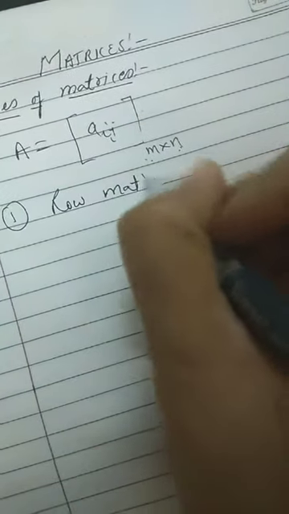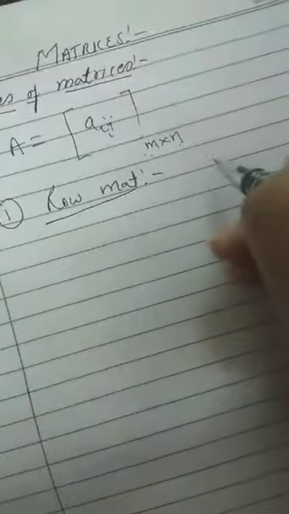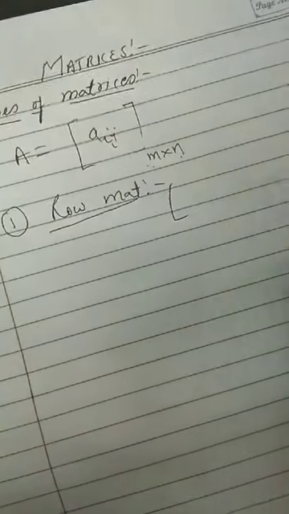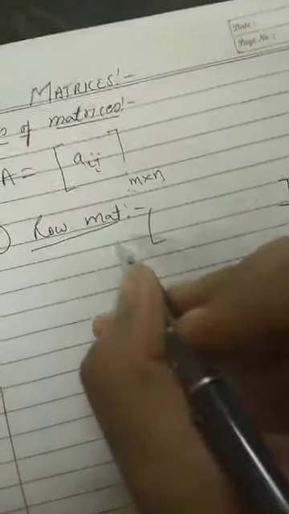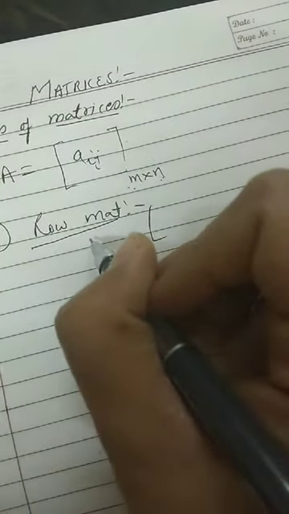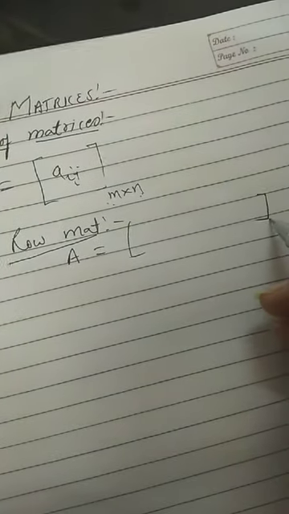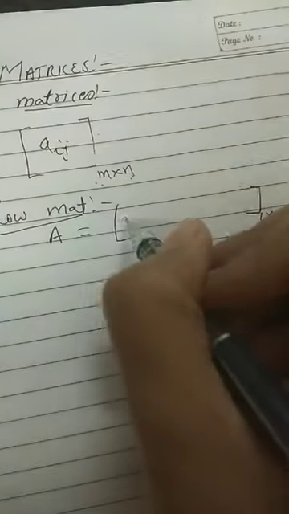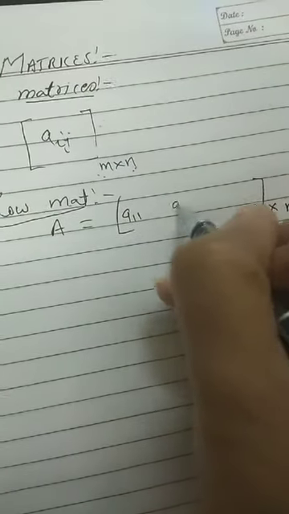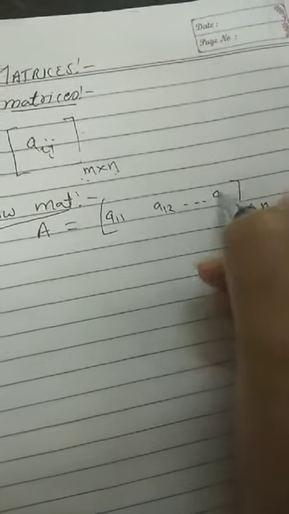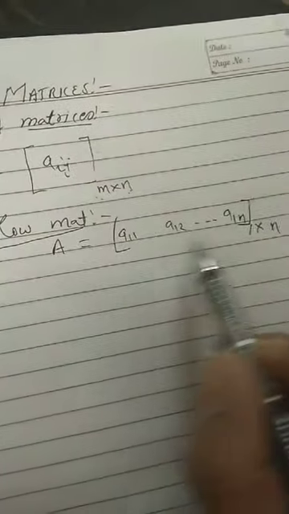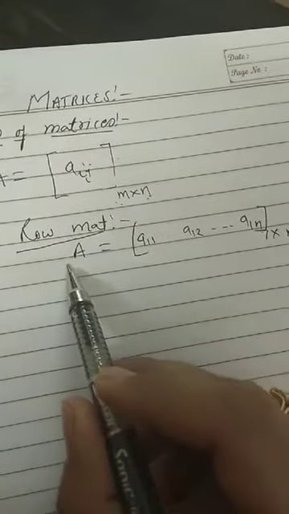What is a row matrix? It will be like this. There is only one row, right? If A is a matrix having only one row, the number of columns, no doubt, can be many. So if I have A11, A12, and so on up to the last, A1n, when the matrix has only one row, it is called a row matrix.